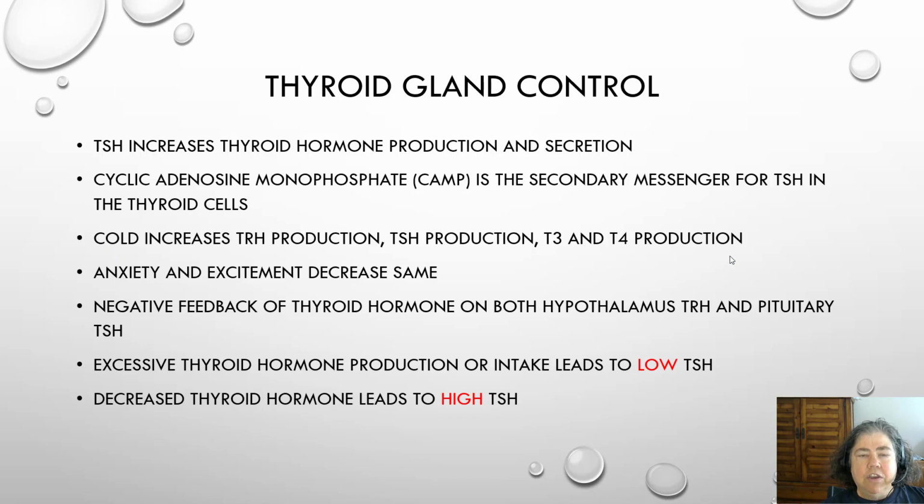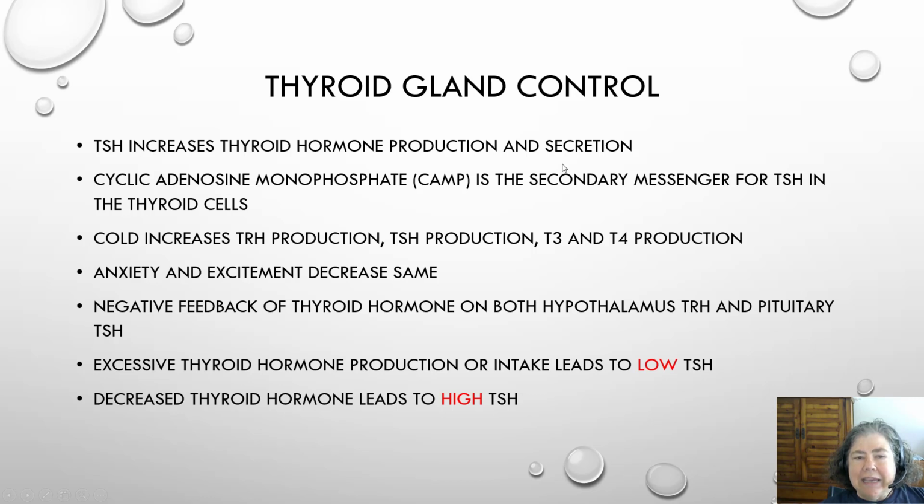So, you remember when we talked about anterior pituitary control of the thyroid gland, that the hormone that triggers activity in the thyroid gland is thyroid stimulating hormone, or TSH. So TSH increases thyroid hormone production and secretion. It also acts as a growth factor for the thyroid gland.